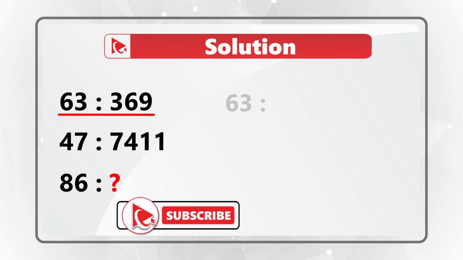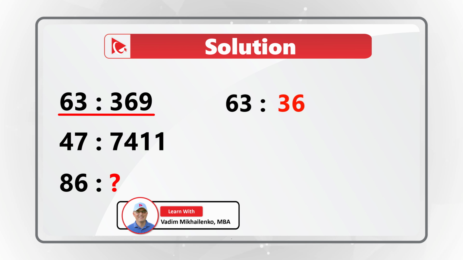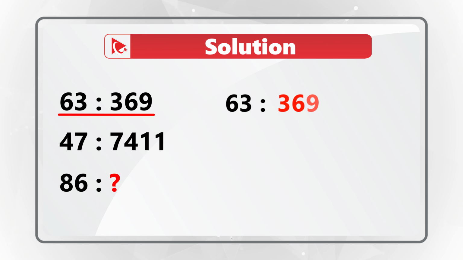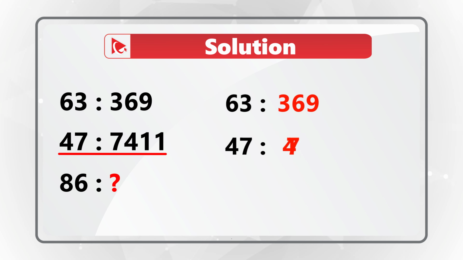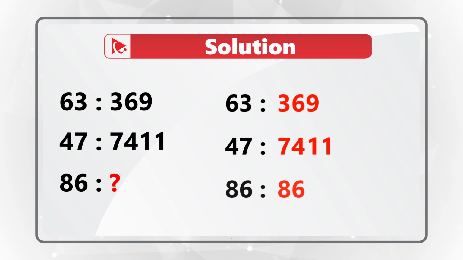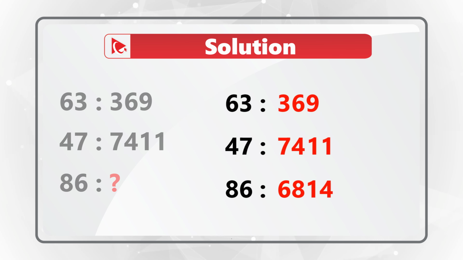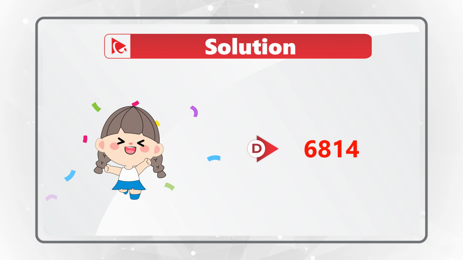So what we did here, we swapped 3 and 6, making 3 the first digit, 6 the second digit, and then we added 3 plus 6, and the end result of this is 9. We came up with the second ratio in a similar way. 47 is related to 74, where we swapped the digits, concatenated with the sum of 7 and 4, which is 11. So to get to the correct solution for 86, we need to swap 6 and 8 and then add 8 plus 6, which equals 14. So the correct answer here is choice D, 6814.